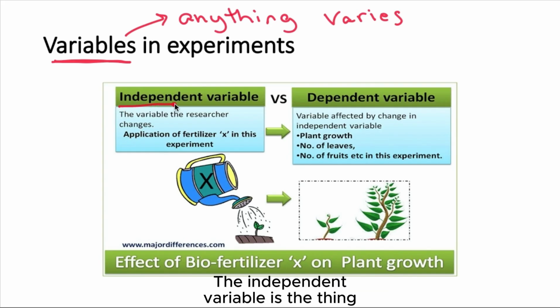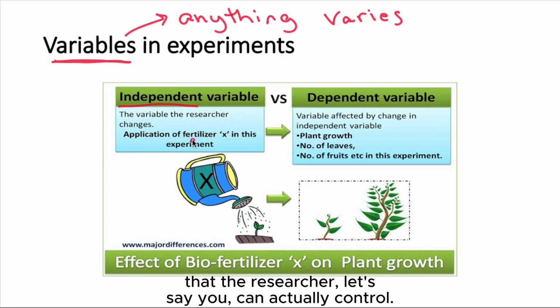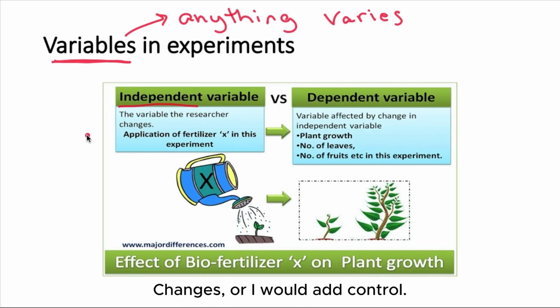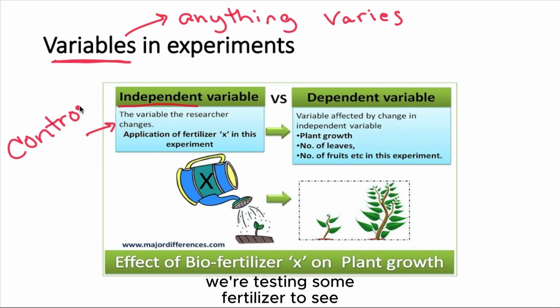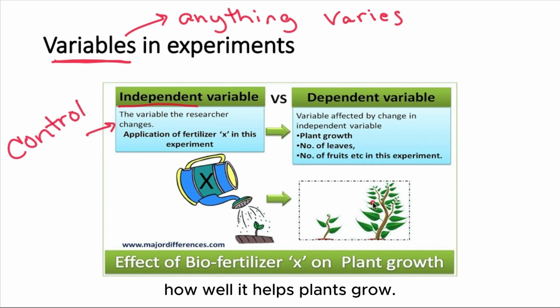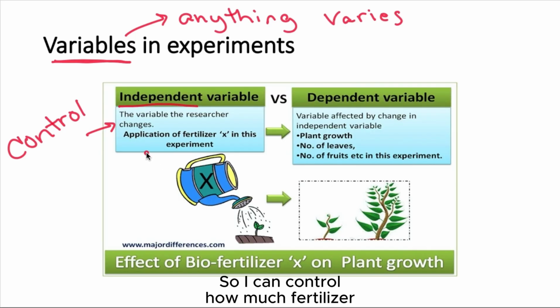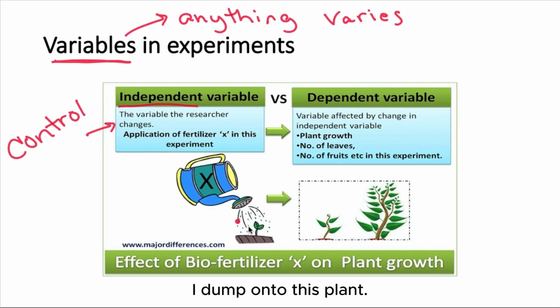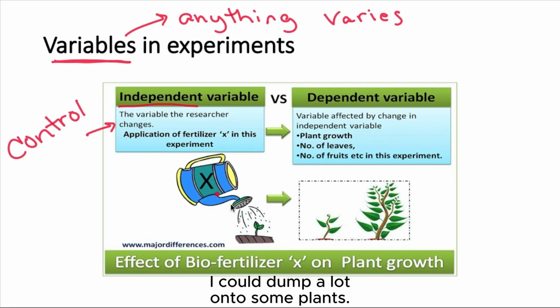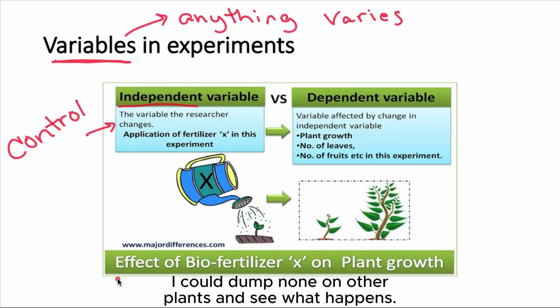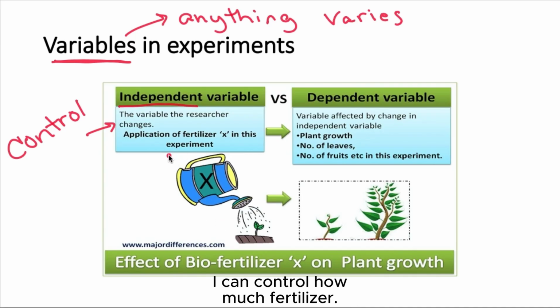The independent variable is the thing that the researcher, let's say you, can actually control. Changes, or I would add, control. So in this particular experiment, we're testing some fertilizer to see how well it helps plants grow. So I can control how much fertilizer I dump onto this plant. I could dump a lot onto some plants. I could dump none on other plants and see what happens. I can control how much fertilizer.